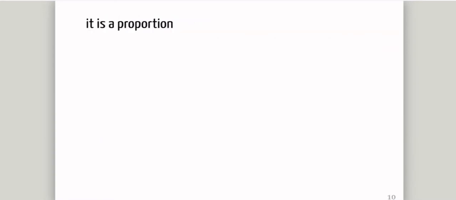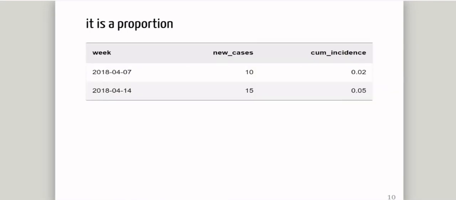What is important when we look at cumulative risk is the way we report it when we talk to the public or to other colleagues. Cumulative incidence is a proportion, and this is an advantage because it's somehow easy to interpret and to understand. So let me show you just an example of this.